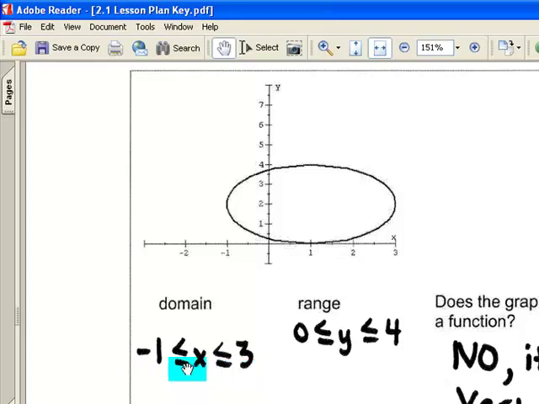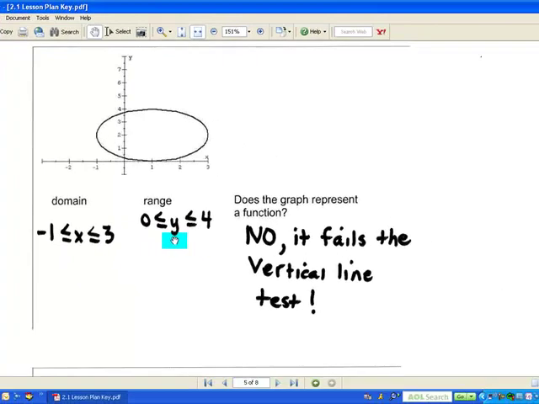X is sandwiched in between -1 and +3. Whenever you have a sandwich, these signs should point to the left. All right, because it basically says x is greater than or equal to -1, but at the same time, it's less than or equal to 3. My range. Remember, range is my y value.